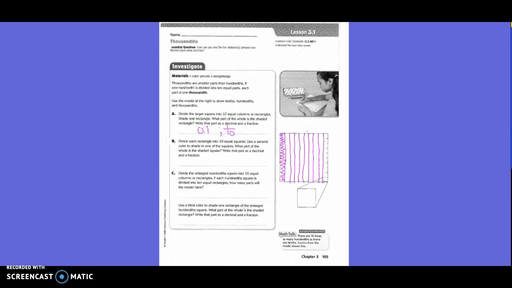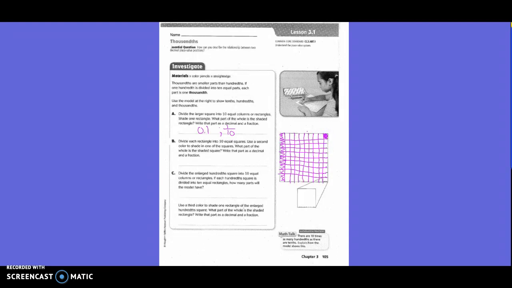Divide each rectangle into 10 equal squares. Okay? Use a second color to shade in one of the squares. What part of the whole is shaded, right? What part is it as a decimal and as a fraction? So we're going to draw 10 lines this way, correct? Okay, and then it says to shade only one of those little pieces in.